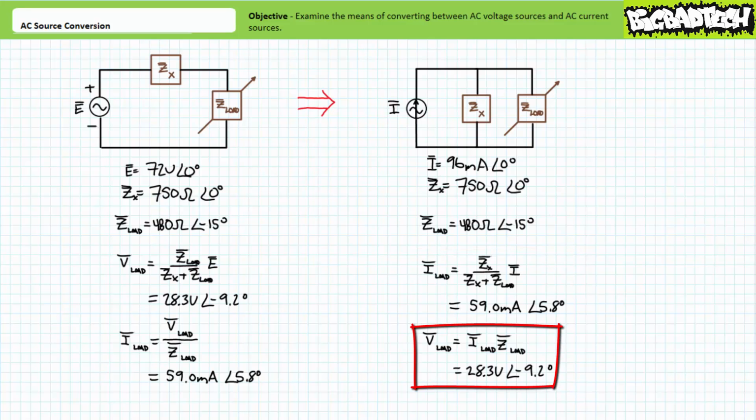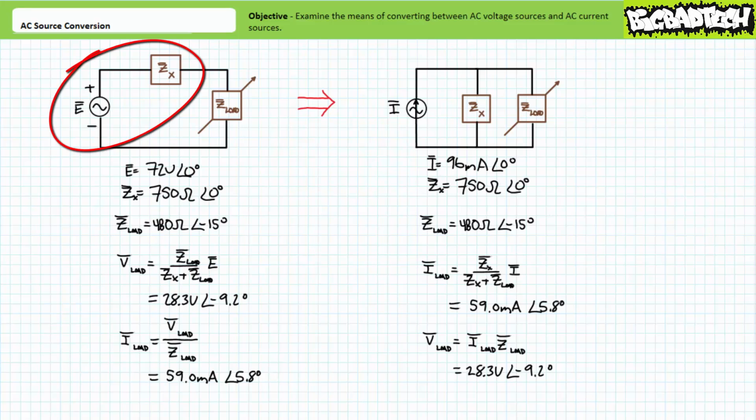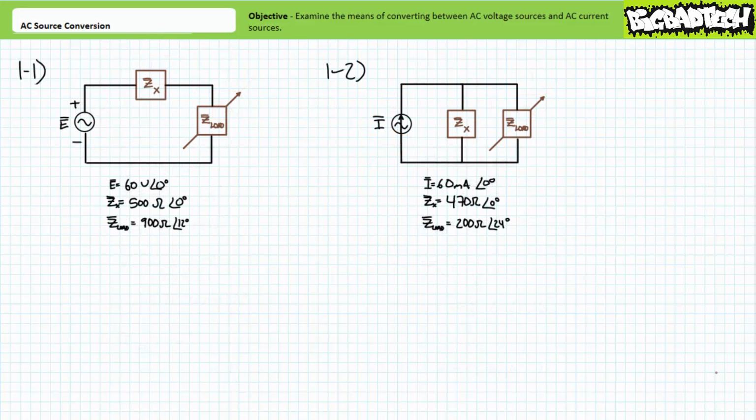A subsequent application of Ohm's law demonstrates voltage across the variable load impedance will be 28.3 volts at an angle of negative 9.2 degrees. Equivalency has indeed been maintained, and the load impedance is none the wiser that the original voltage source in series with a fixed impedance has been swapped out for a current source in parallel with a fixed impedance. There's really not a whole lot more I can say about source conversion other than this.